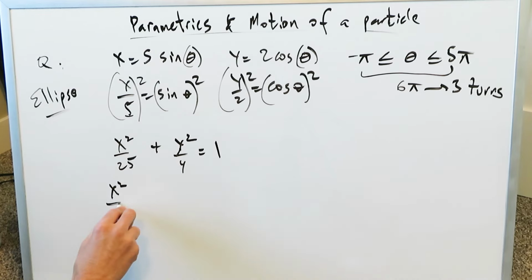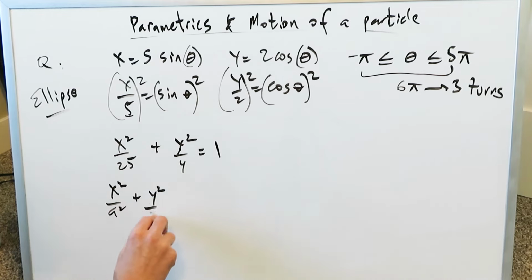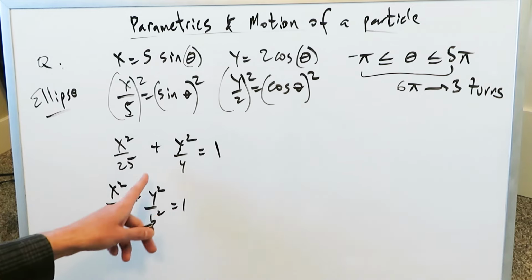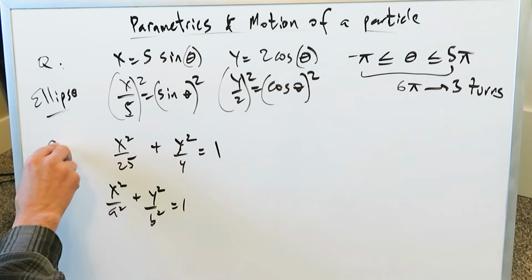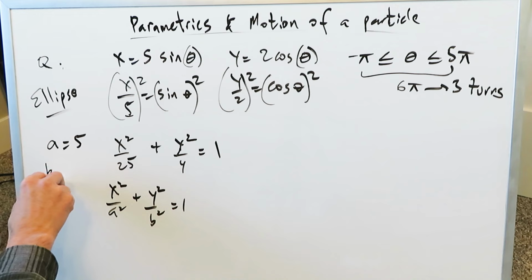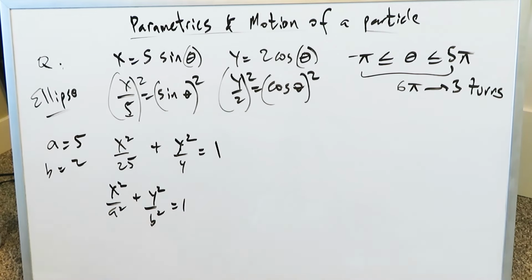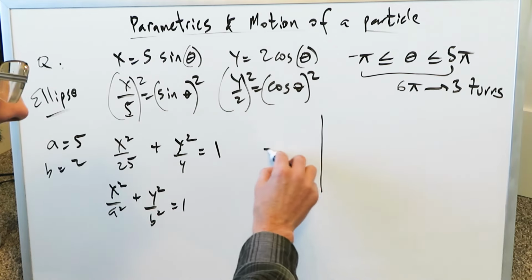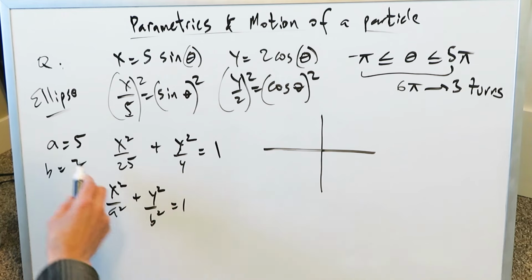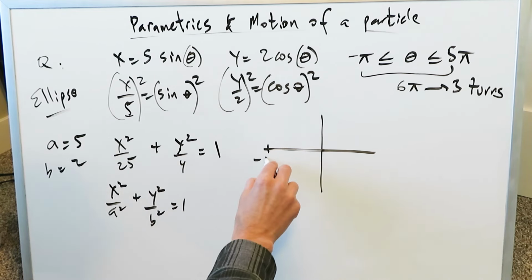It looks very much like x squared over a squared plus y squared over b squared is equal to 1. A horizontally oriented ellipse. a is equal to 5, b is equal to 2. That's exactly what it is. Let's draw this ellipse. You have a vertex at plus and minus 5 comma 0. We don't have to be too accurate.